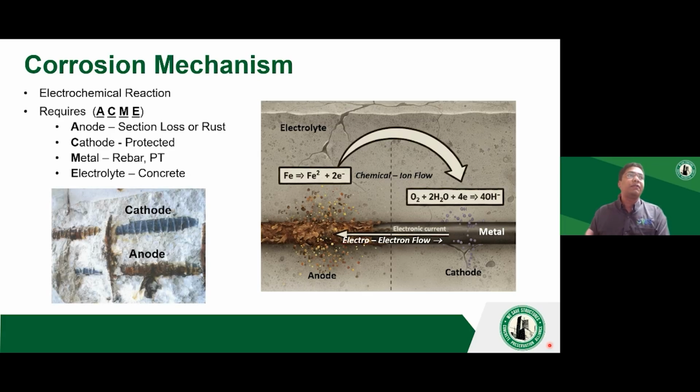And in context of steel and concrete, this is a really good example where you see anode formation and a cathode formation on the same rebar. In the picture on the bottom left, you see an anode on the right side for the lower rebar. That's where the rust is forming. Whereas on the left side, that's your cathode, that's the protected part. M is the rebar itself. It can be a post-tensioning strand or a pre-stressed strand. And the electrolyte is the concrete itself. So ACME is what you need for any corrosion reaction to happen.